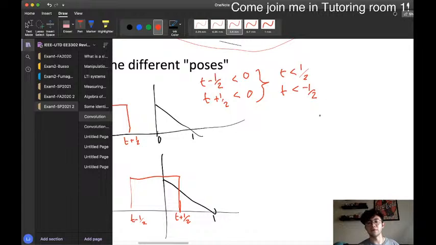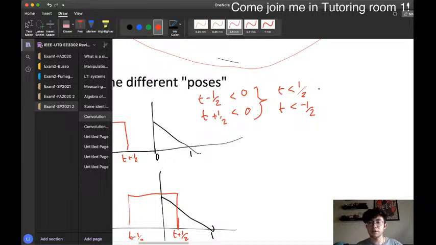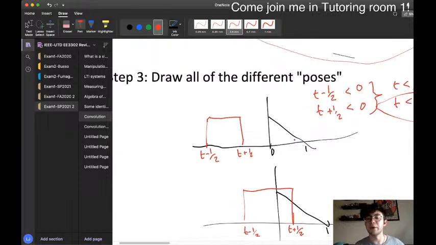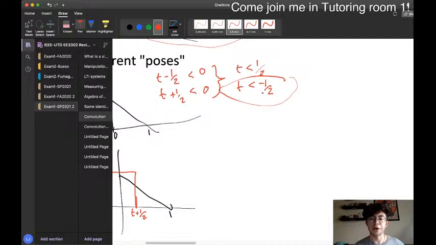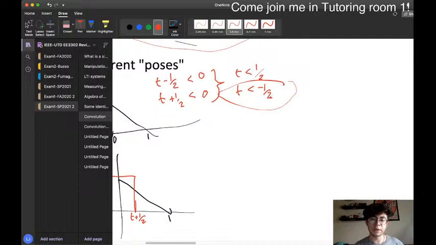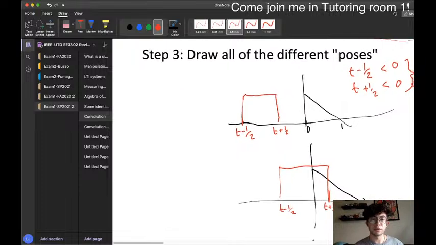Okay, so what do we do now? We have two inequalities, and they're both different. So what we do is we take the smallest region. Both of them need to be true, so this will be the smallest region. So we're going to choose this one. This is the bound for when this pose is active. So this is going to be the bound here for case 1. I'm going to write case 1. Case 2.